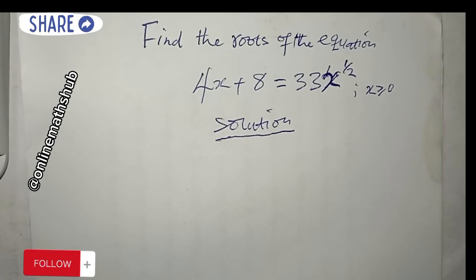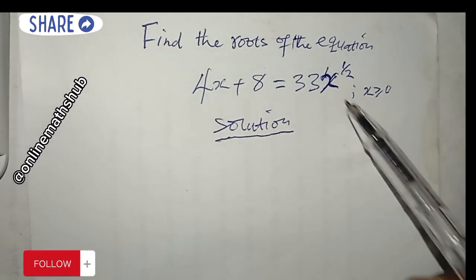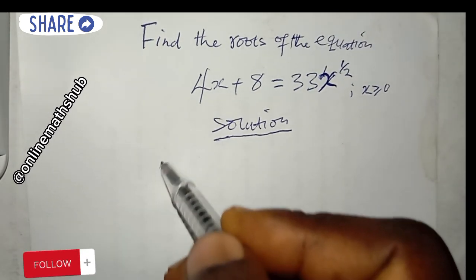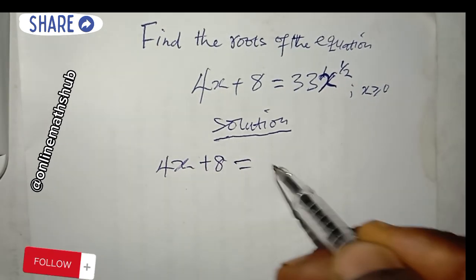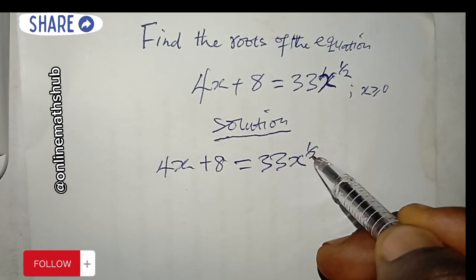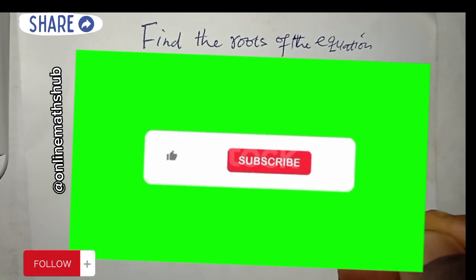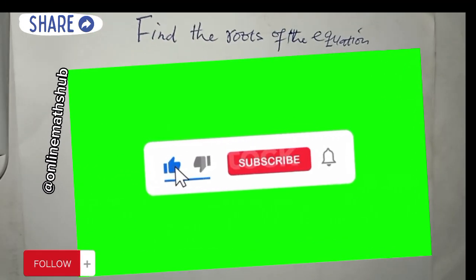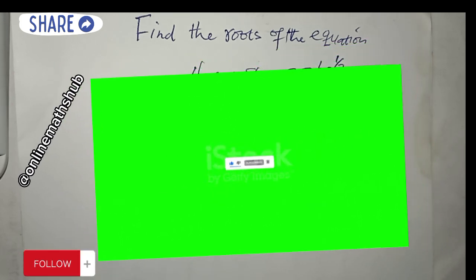Okay, so we have this problem right here, and we're going to be finding the root of this equation. So what we have is 4x plus 8 is equal to 3x to the power 2, and of course our x is greater than or equal to 0. The step I'm going to be taking is a very simple one.